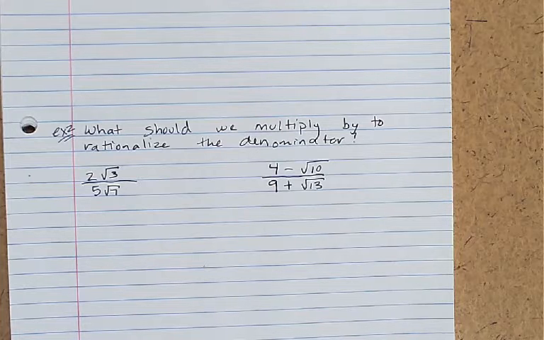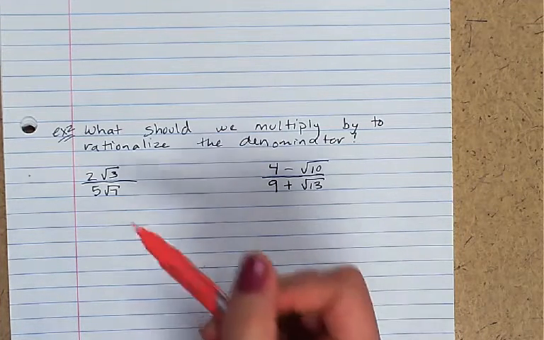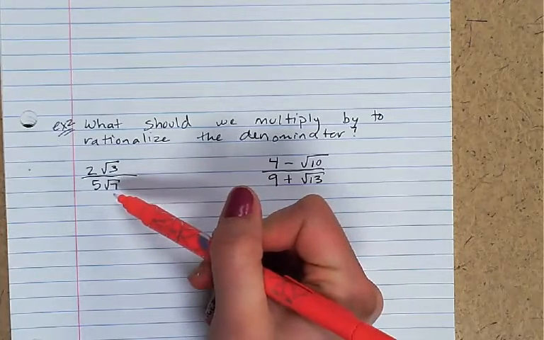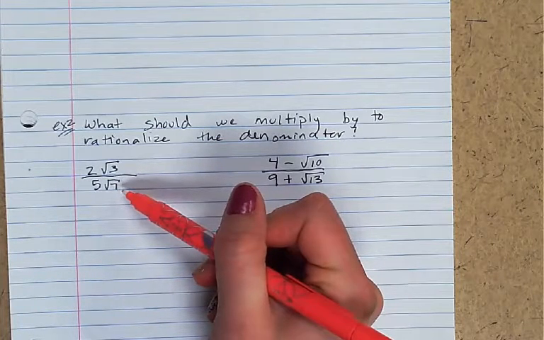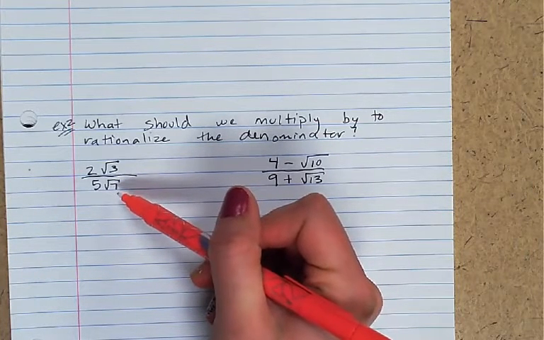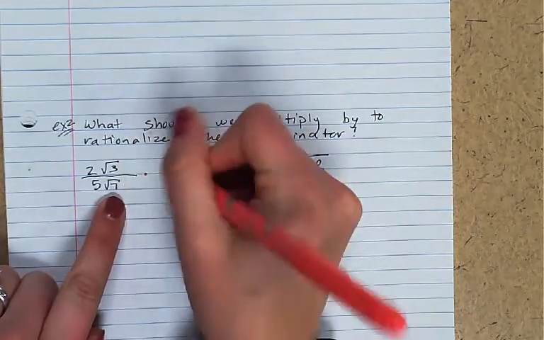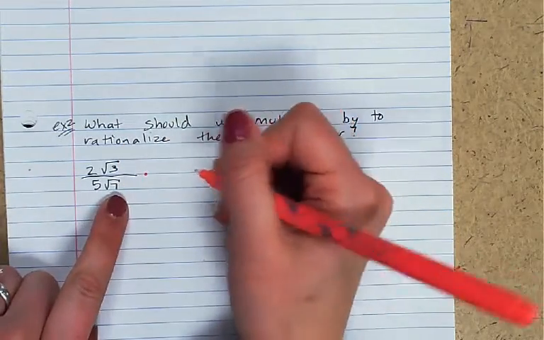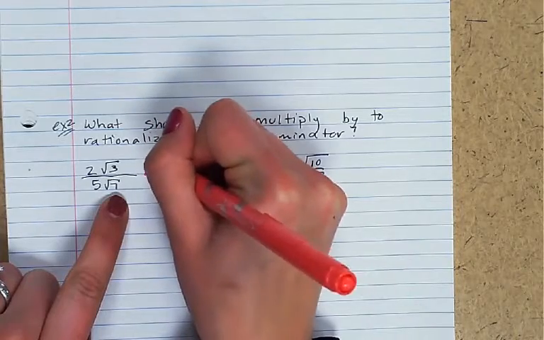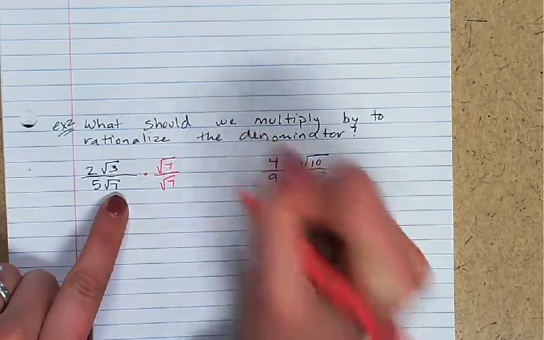So we don't actually have to simplify, we're just figuring out what we would multiply by. The denominator here is 5 times the square root of 7. The issue is we can't have a radical in the denominator. So you just multiply the top and bottom by whatever that radical is. So we have root 7, so we would multiply the top and bottom by root 7.